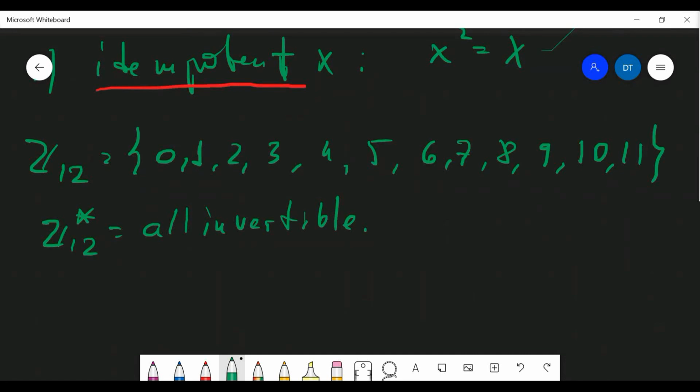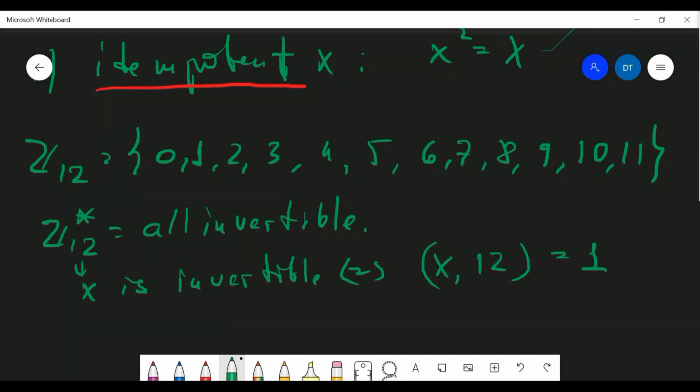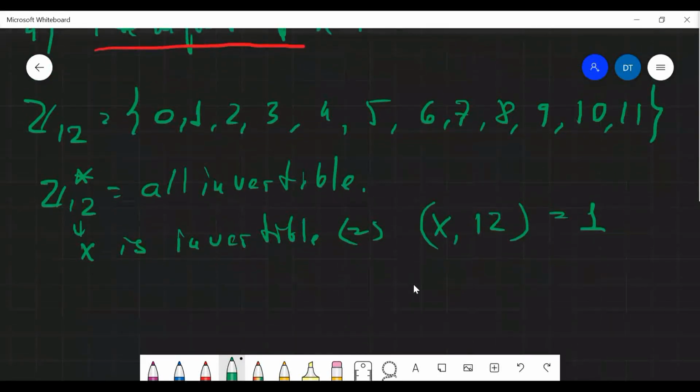So what are the invertible elements here? Well, the invertible elements here are the elements co-prime with 12 actually. So let me tell you the answer. The element x here is invertible if and only if x is co-prime with 12. So first of all, let me explain why.